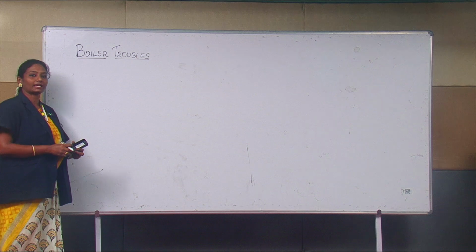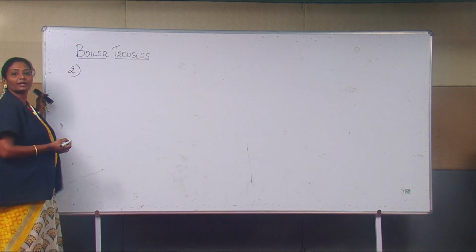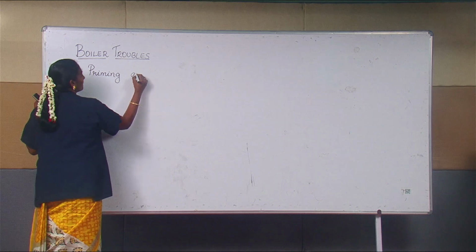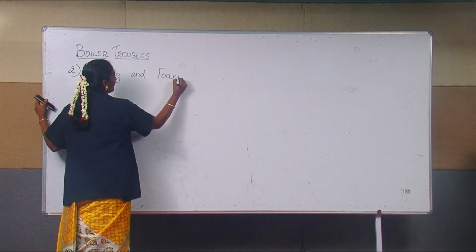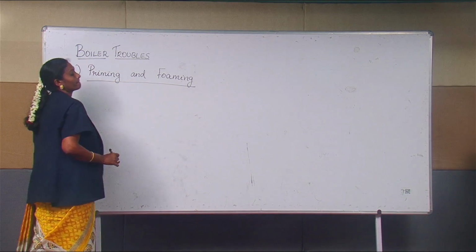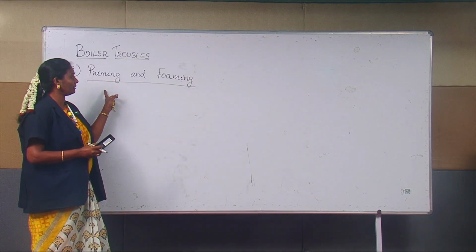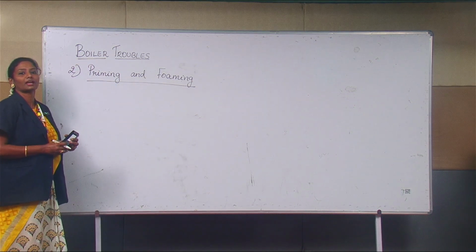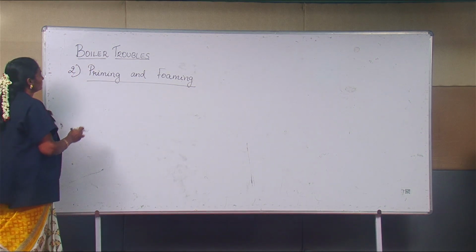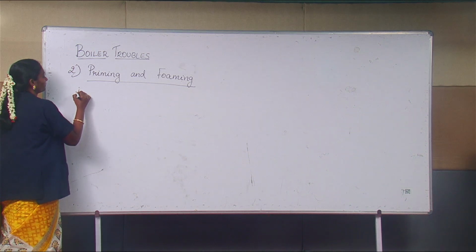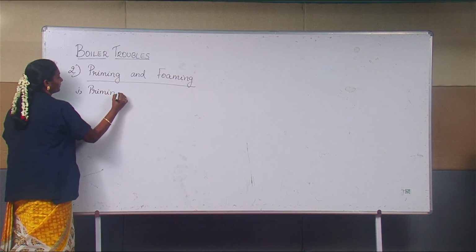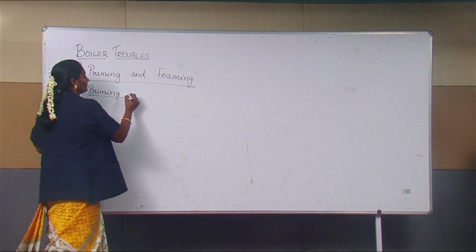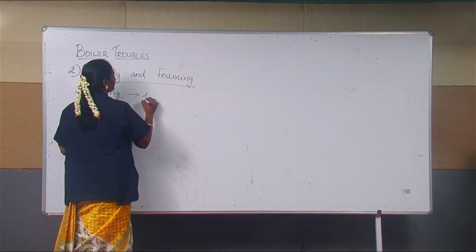We shall now move on to the second boiler trouble, which is priming and foaming. Now let us see what is this priming, foaming, what is the reason for it, priming and foaming, and what are the disadvantages and how it can be controlled or prevented. First, let us look into priming. Priming is a process of production of wet steam. So priming is nothing but production of wet steam.